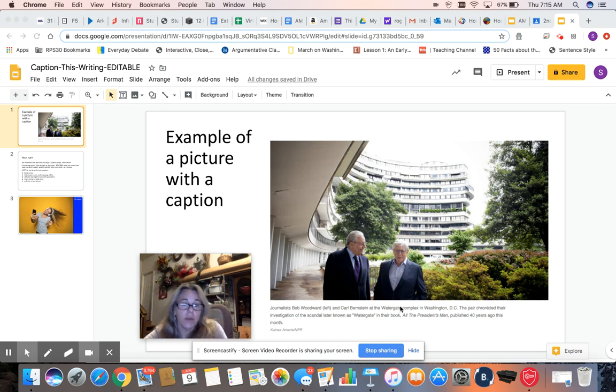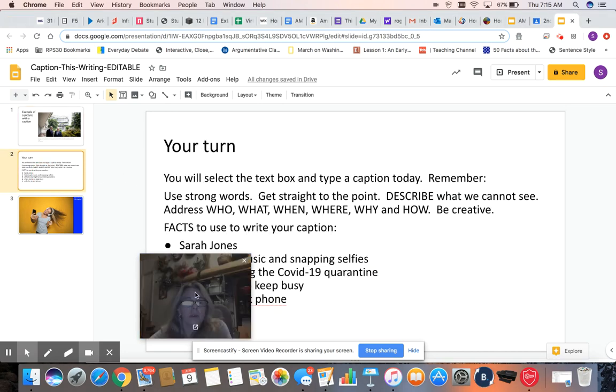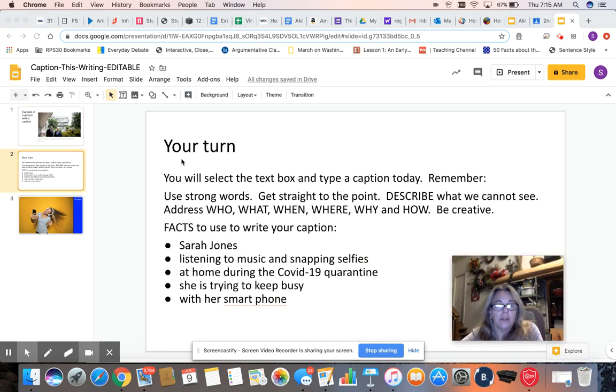So again, though, try to provide as much information about your caption as possible. Notice the first word of the caption is never a, the, and. Don't do that. Try to start off with a strong word right off the bat. Okay, so here's your information. Here's your facts.